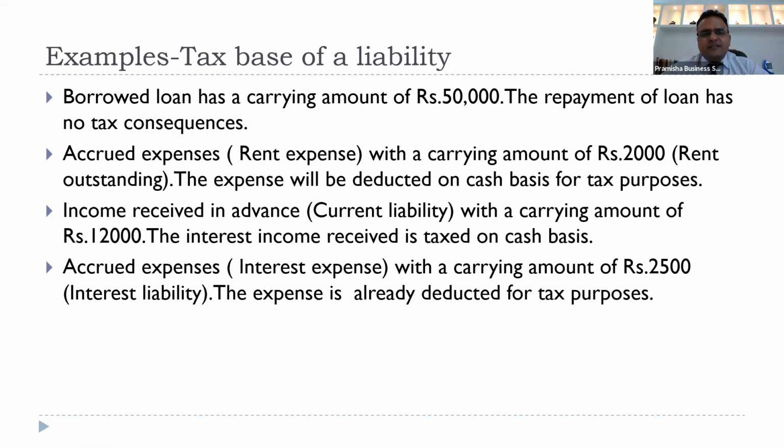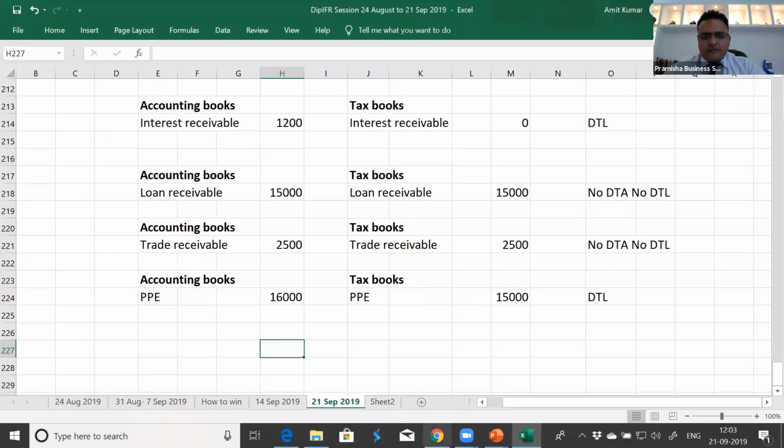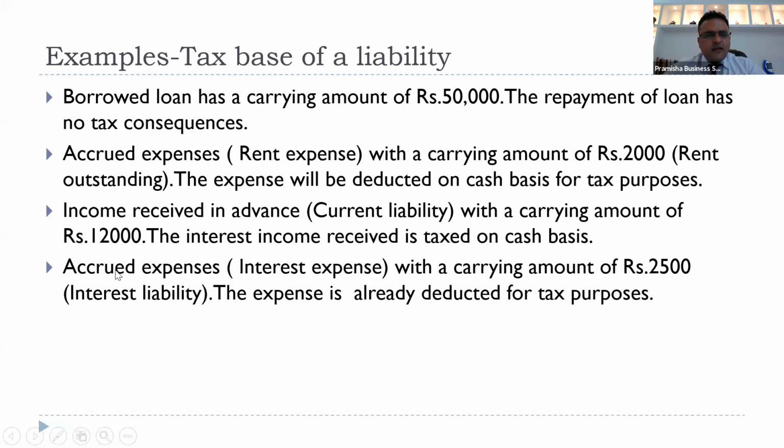The tax base of the liability will be the same as the accounting liability if there is no tax consequence. 50,000. Perfect. Accrued expenses with a carrying amount of 2,000, rent outstanding. The expense will be deducted on cash basis for tax purposes. What will be the tax base of the liability?